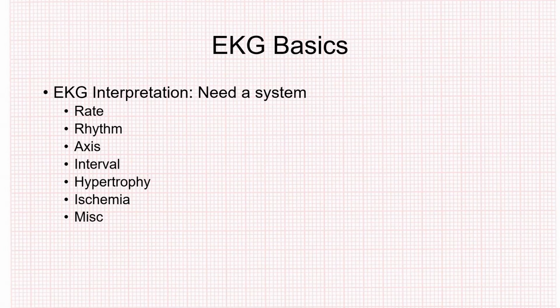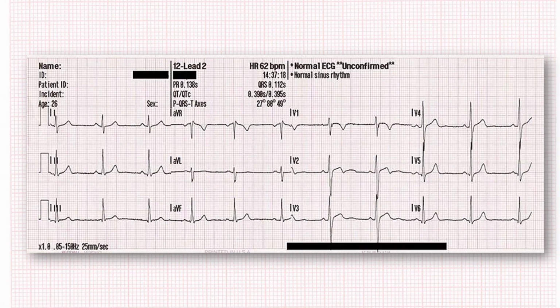So as I stated, one of the main things you're going to need is a system for interpreting EKG. So today it's going to be rate, rhythm, axis, interval, hypertrophy, and ischemia. Like I said, we can talk about miscellaneous all in depth in another video if you like. So let's look at a real basic EKG to start with. I'll give you a hint, there's really nothing abnormal in this.